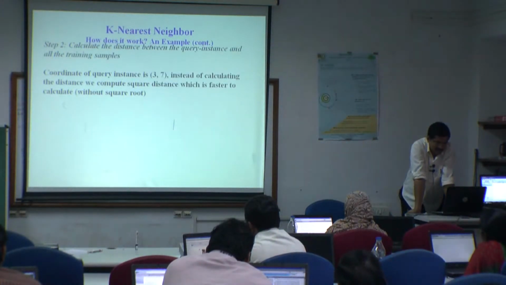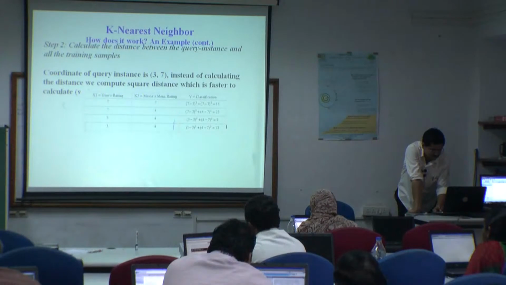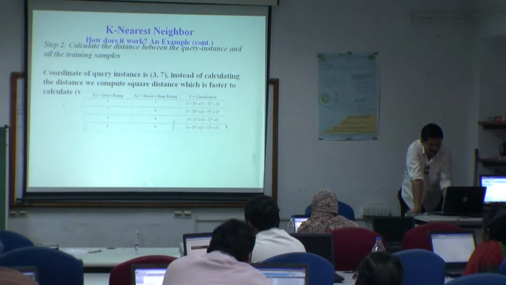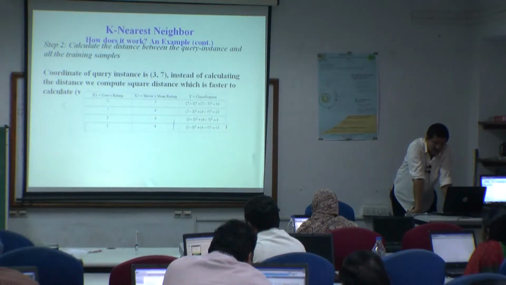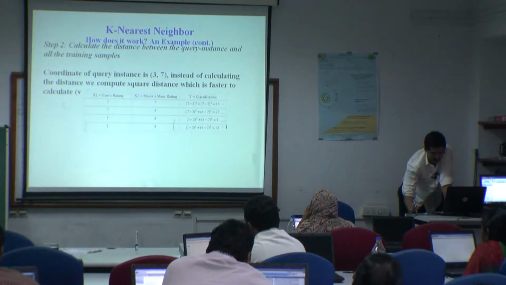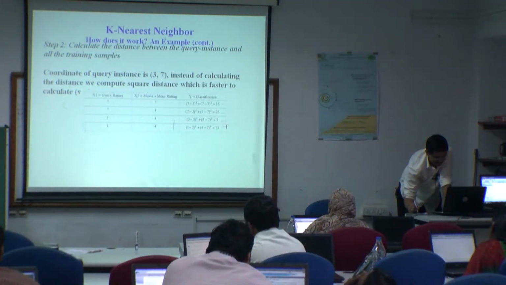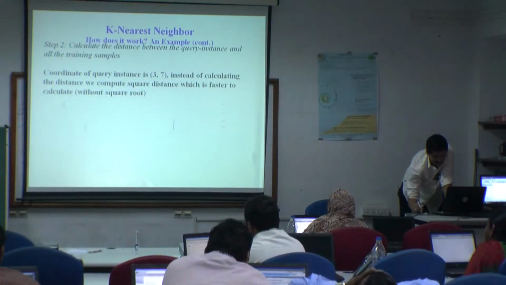Now step 2 is to calculate the distance between the query instance and all training samples. Here x1 is the user's rating and x2 is the movie rating. They used Euclidean distance, a simple distance measure, to calculate the distance between the query ratings with respect to these points, 3 and 7.